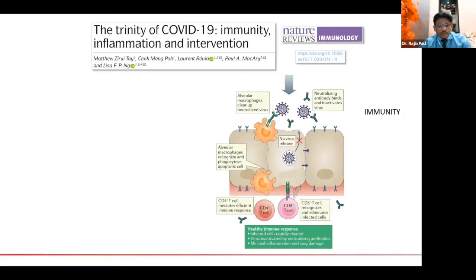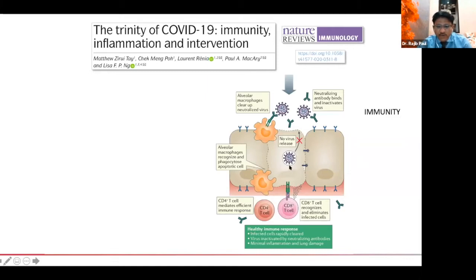So we call it the Trinity of COVID-19, the trinity of immunity, inflammation, and intervention. As Professor Suranjit talked about the immunity, the normal immunity in which the virus would be attacked by the neutralizing antibodies and then removed by the macrophages. And the macrophage, along with the CD8 cells, will also kill the dead cells or the apoptotic cells, in which the virus will be multiplying.